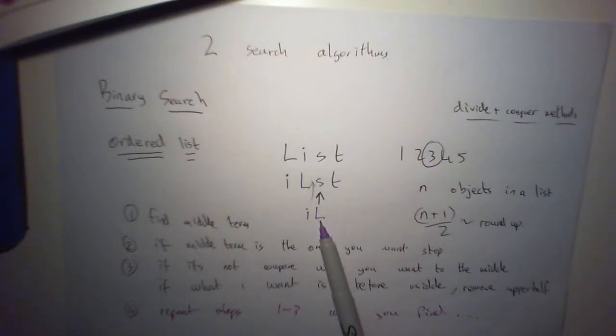Okay, is L I? No. Is I less than or greater than L? It's less than, remove L. Step 1, find middle term. There's only one thing left. 1 plus 1 is 2, divided by 2 is 1. So there we are. If middle term is the one you want, stop. Yes, it is. Okay, simple as that. I'll try it again just to show you.